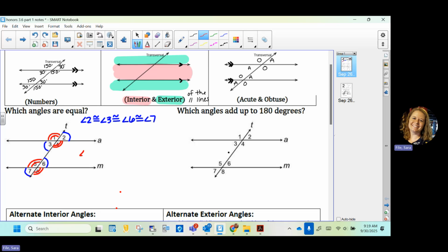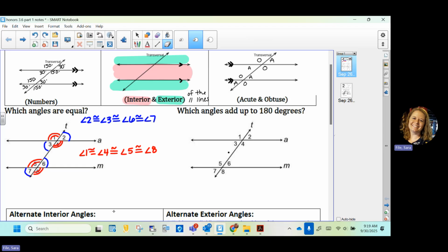Okay, so the red ones would be angle 1, angle 4, angle 5, and angle 8. Okay, which ones will add up to 180?